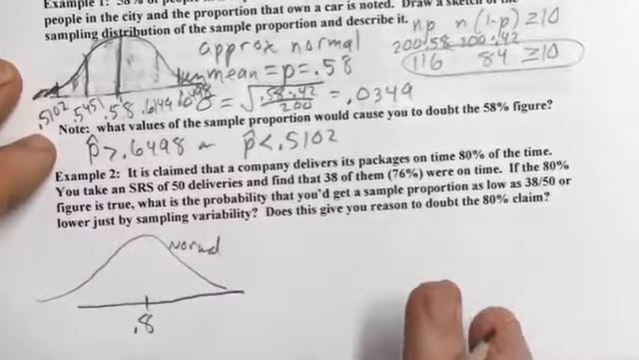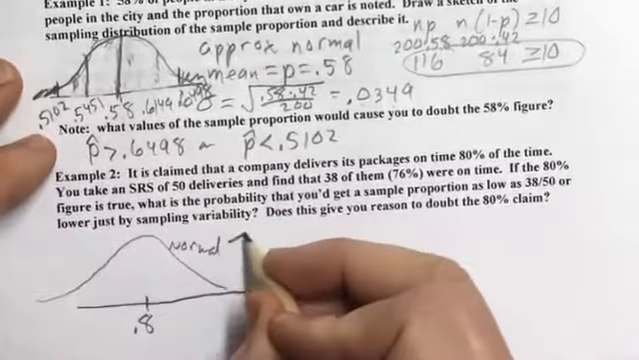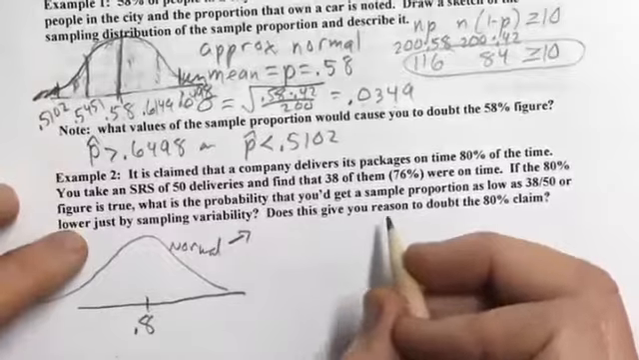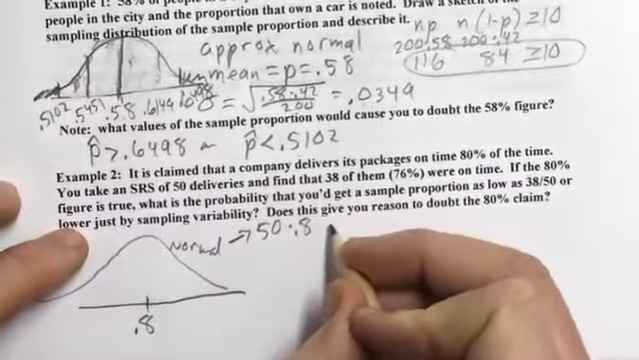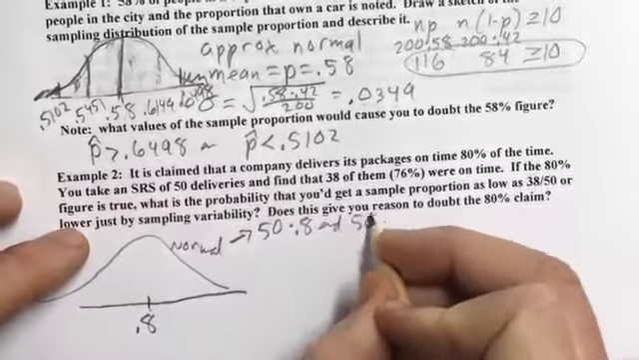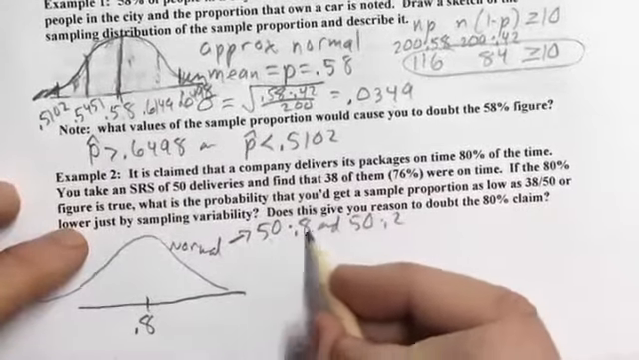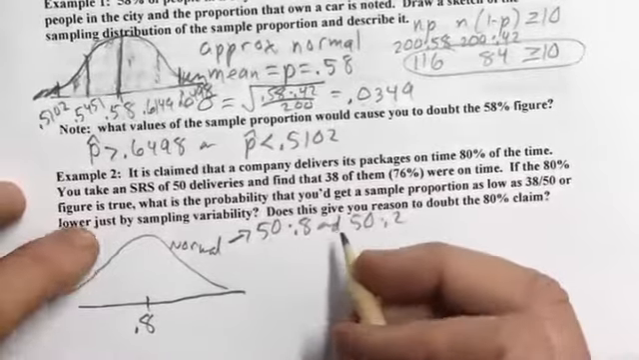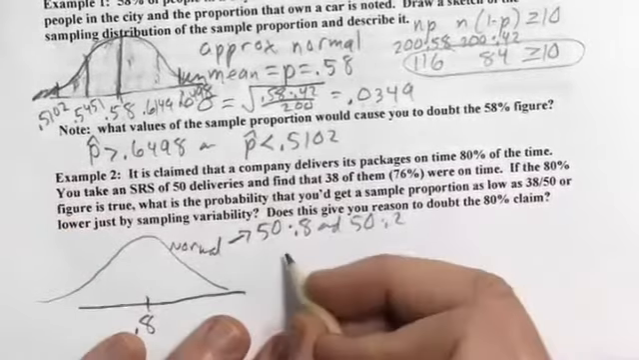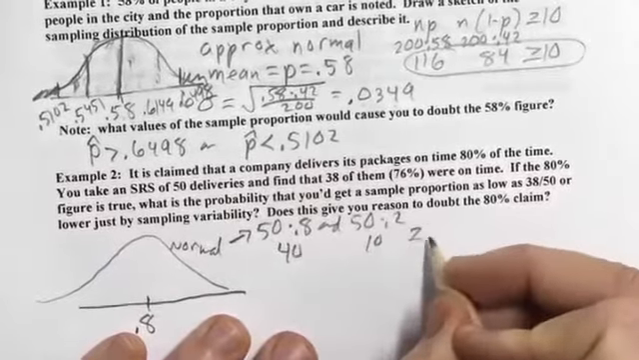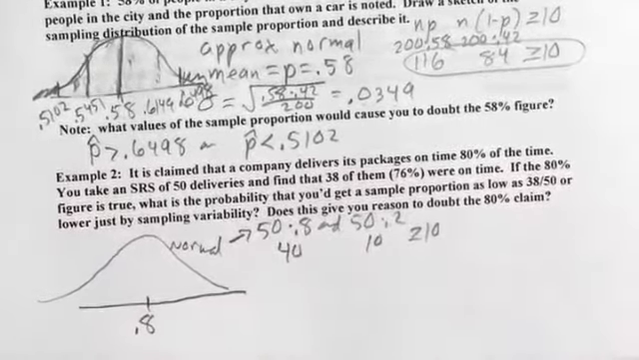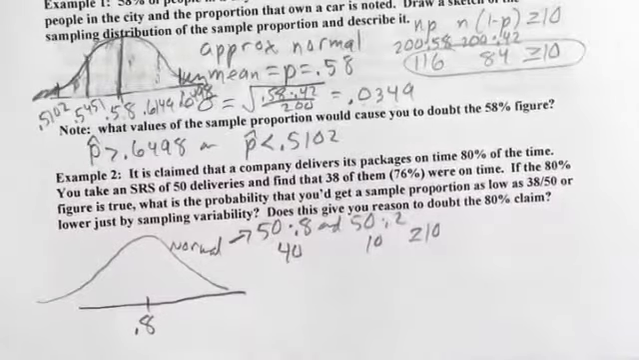Now, by the way, why is it normal? The reason it is normal is because n times p, which would be 50 times 0.8, and 50 times 0.2, n times 1 minus p. So that would be 50 times 0.8 is 40, and 50 times 0.2 is 10. Both those are greater than or equal to 10, so it is approximately normal.